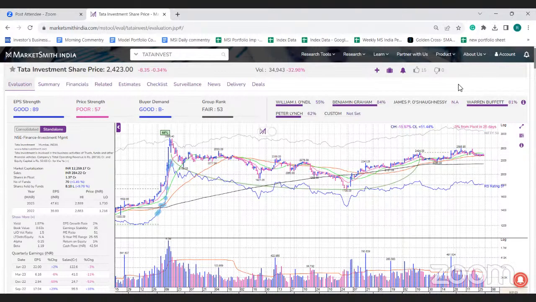On the ratings wise, fundamental rating of EPS is good at 89, but RS rating is beaten down at 57. This is majorly because the stock has not moved much. It has moved only sideways for the last 1 year. So when the market has made a new high, this stock has not performed in line with the market. So that is the reason RS line is also moving sideways and RS rating is on the lower side.